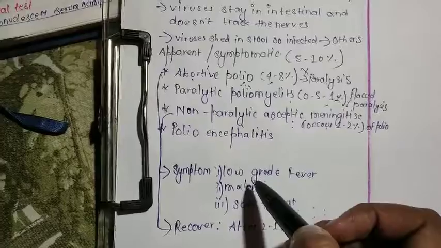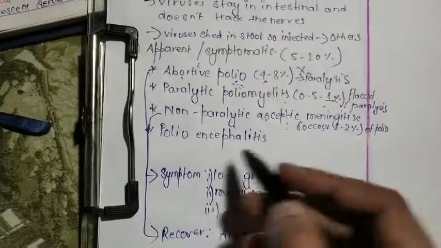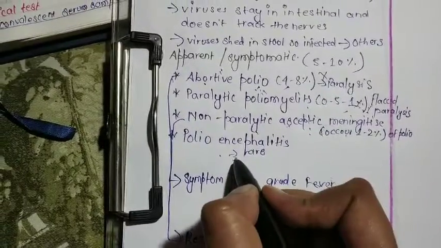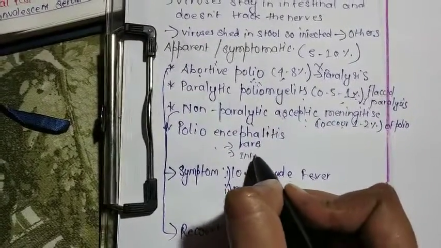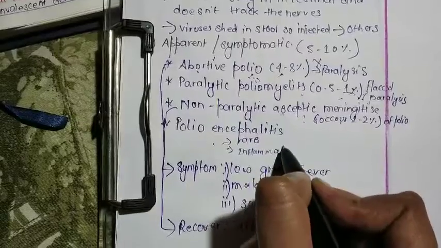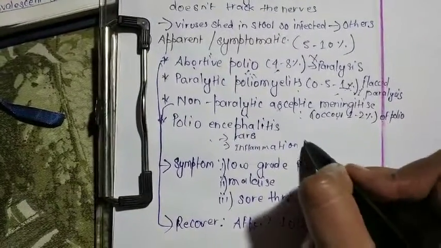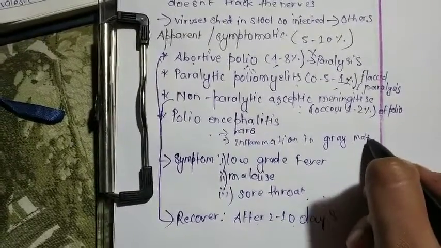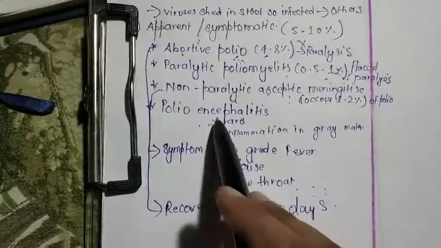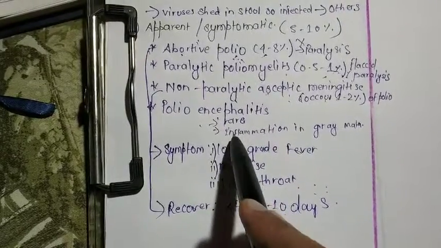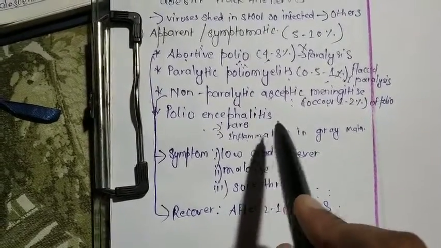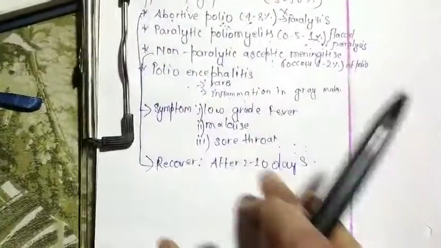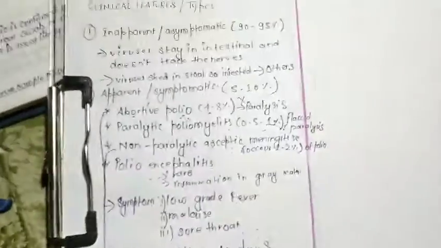And the last one is polio encephalitis. It occurs in rare cases, and it causes inflammation in the gray matter. The symptoms we can see are agitation, confusion, stupor, coma and irritation. So much for clinical features.